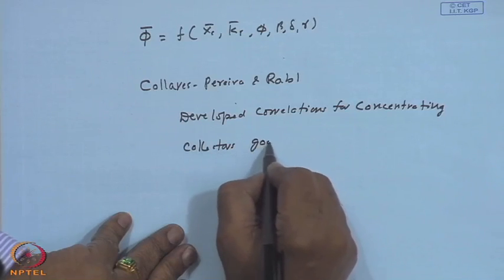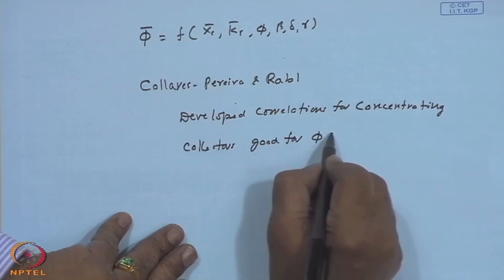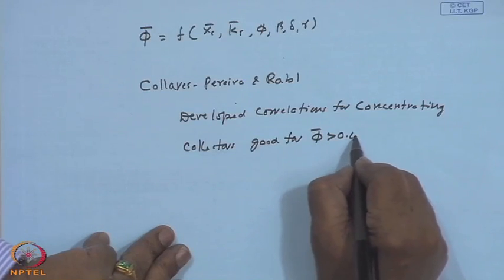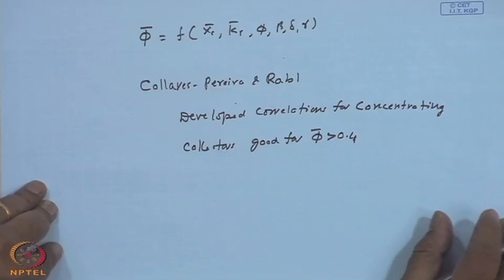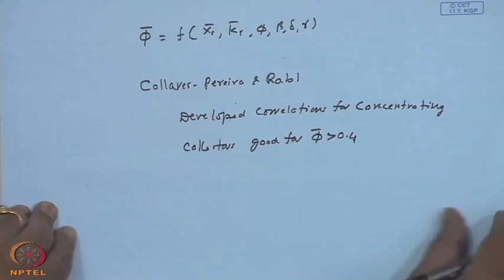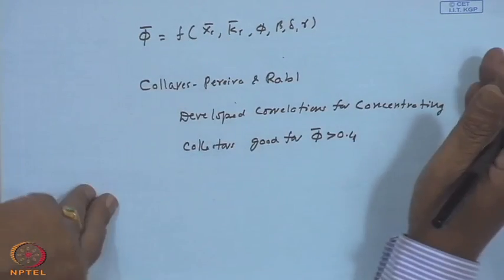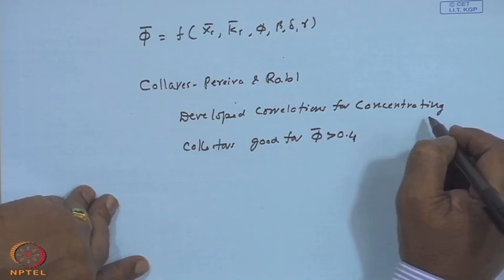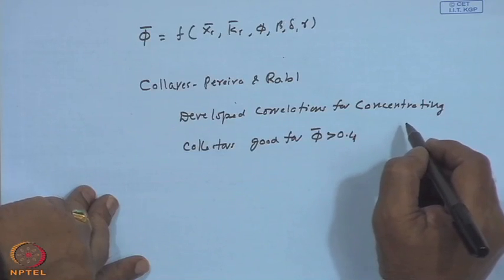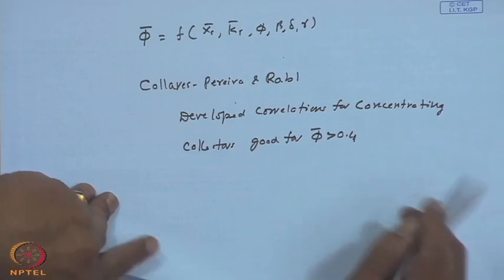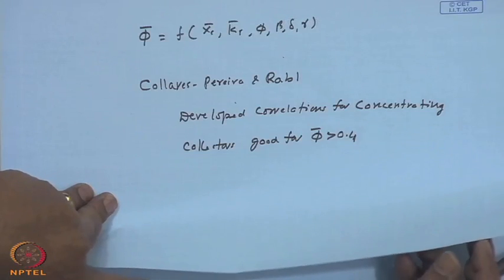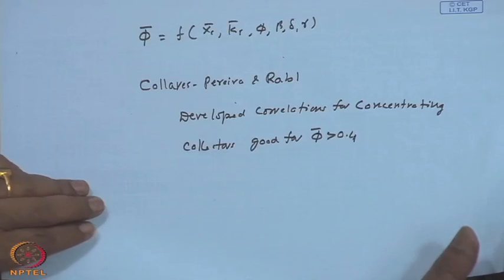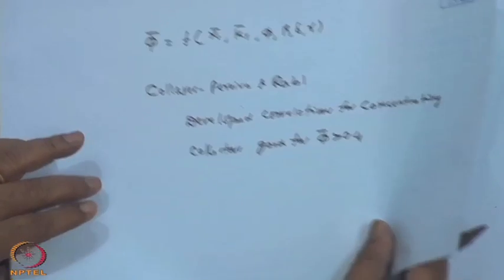Good for utilizability greater than 0.4, that means for higher utilizability. So, generally some approximations have been made. The argument has been concentrating collectors, unless they operate at a high utilizability, the efficacy cannot be realized. So, any relation for phi bar above 0.4 is good enough. Of course, there are other limitations, but that we shall not go into in this course.